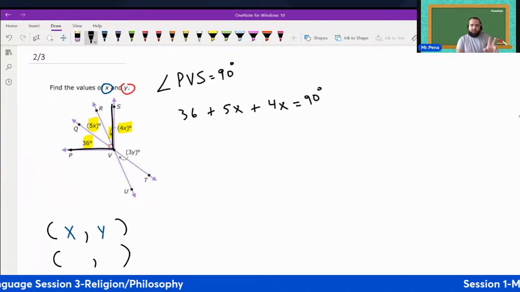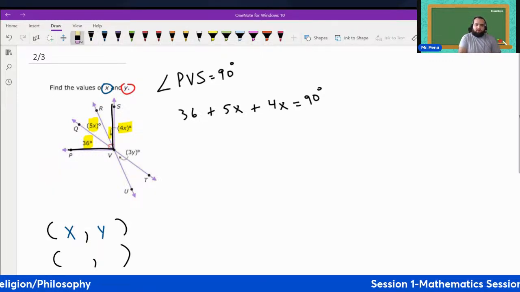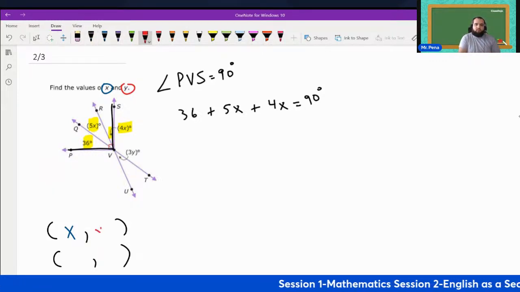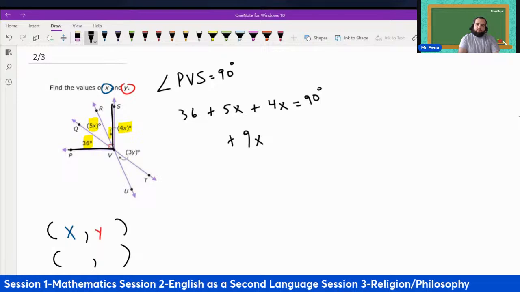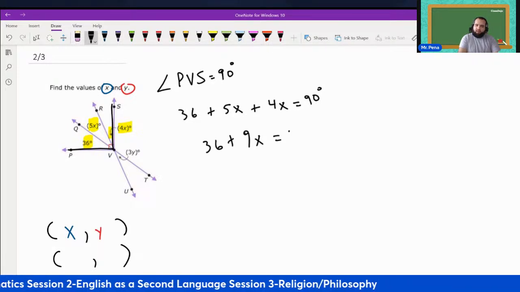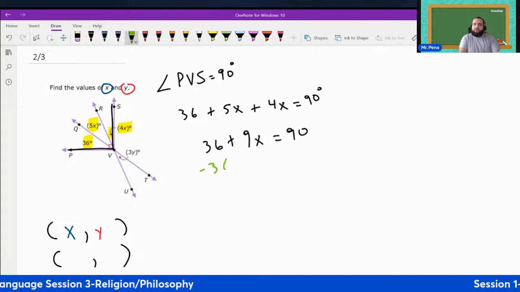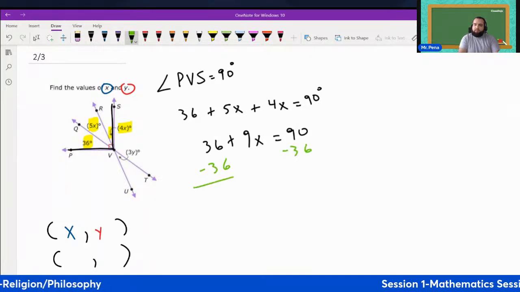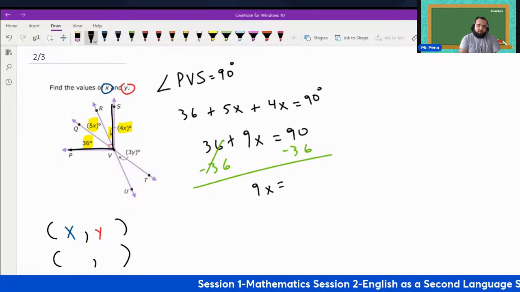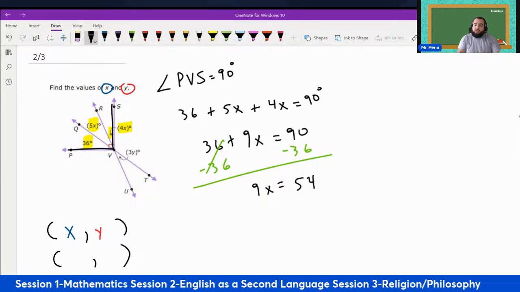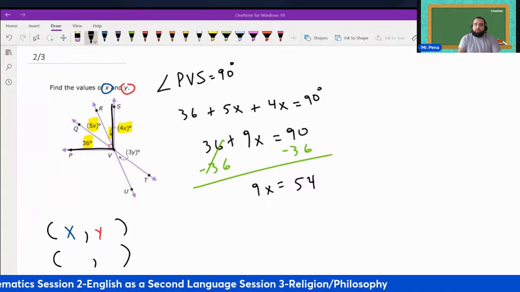So because there's two x's, we're actually going to find x first. So we have 5x plus 4x, which is 9x. 36 plus 9x equals 90. And so we're going to subtract both sides by 36. And we get 9x equals 90 minus 36, which is 54.